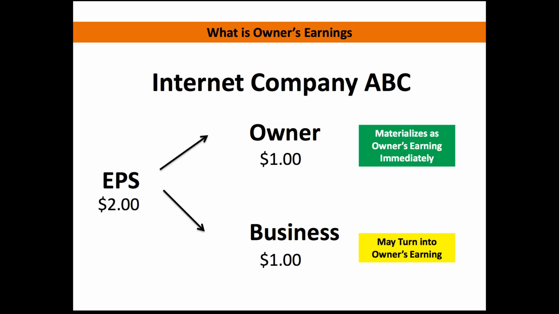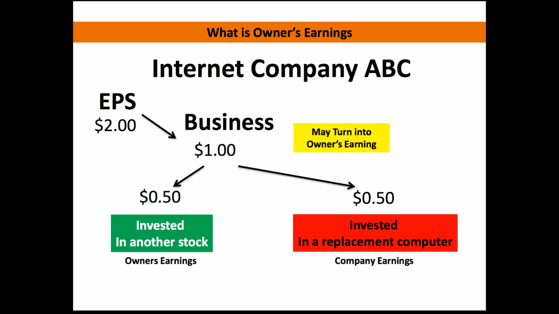So whenever we look at the two directions that EPS can go, that accounting EPS that's at the bottom of the income statement, we know that it can be paid two different directions. We know that it can go to the owner. And when that's paid as a dividend, that materializes as owner's earnings immediately. Now, the dollar that was invested down in the business may or may not turn into owner's earnings. That's what we're going to discuss on this next slide, focusing on that dollar that's going towards the business.